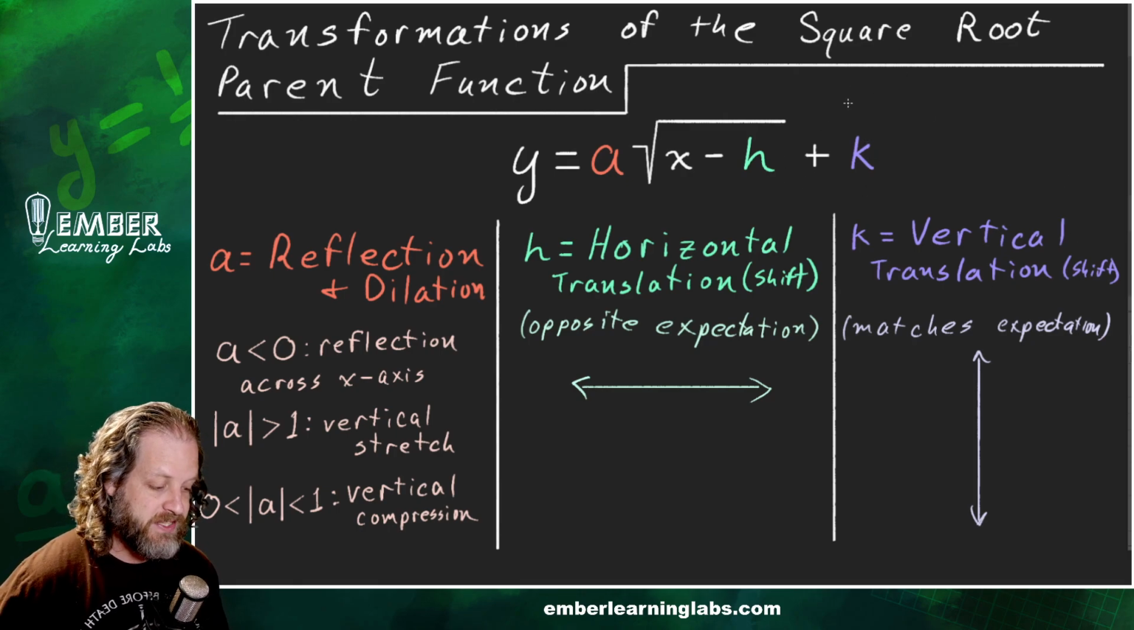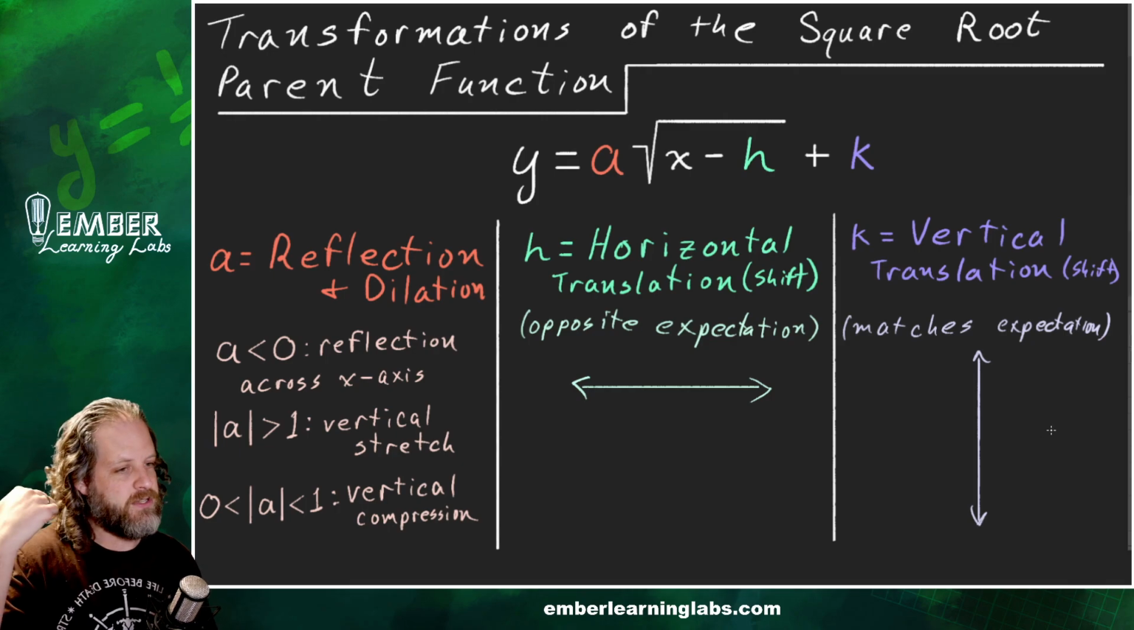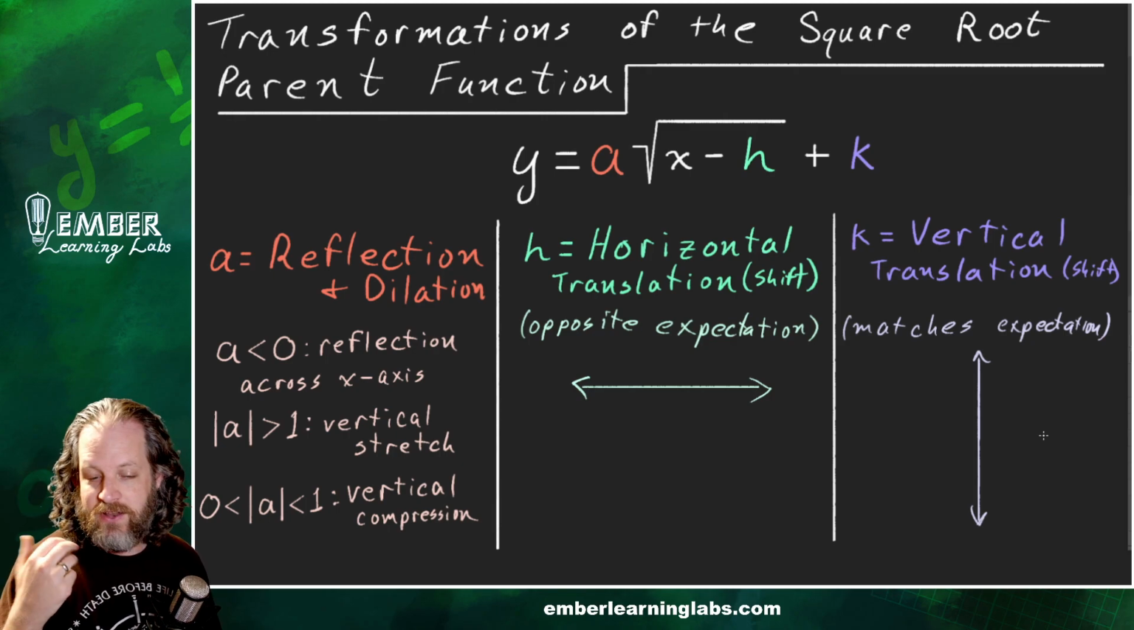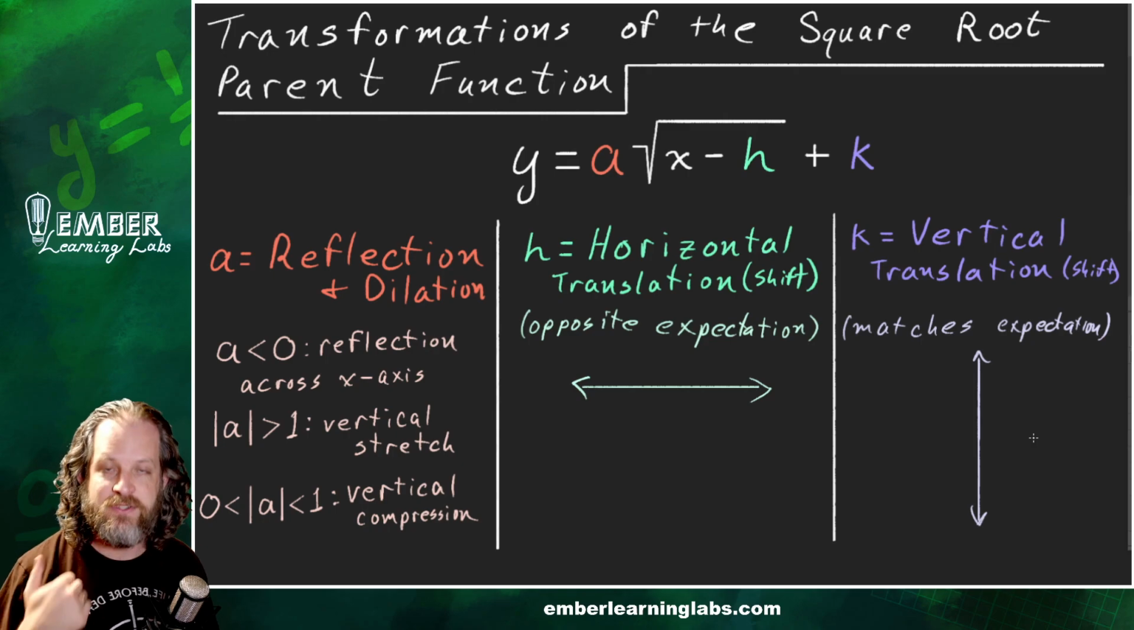Vertical translation: if it's adding or subtracting outside, then it moves up and down, and it works exactly like you expect. So plus 5 would be 5 units up. Negative 20 would be 20 units down. So that thing would be moving down if it was negative.